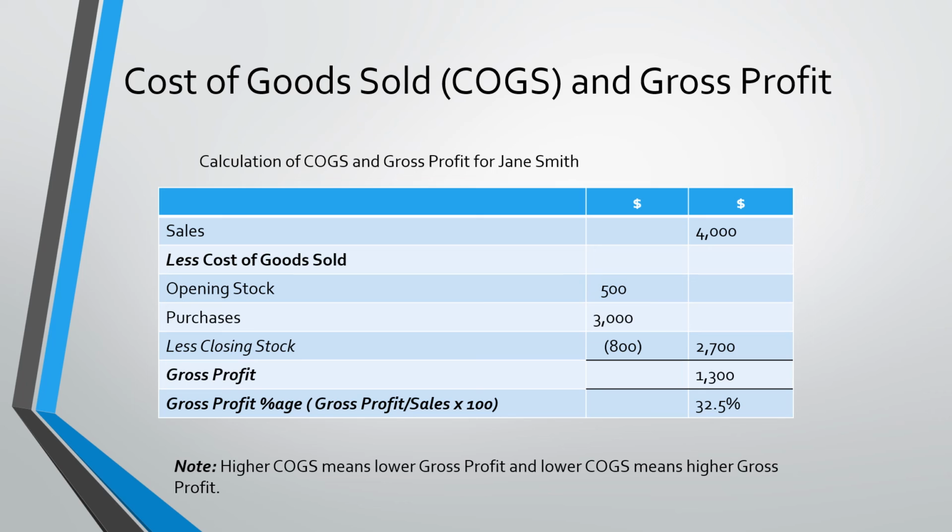And the gross profit percentage is based on the revenue. So 1,300 divided by 4,000 times 100 is 32.5. Just a little note, higher COGS means lower gross profit and lower COGS means higher gross profit.